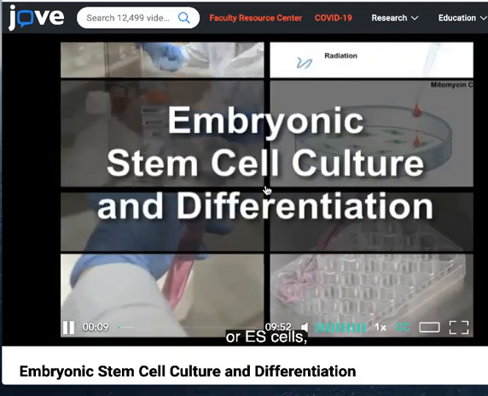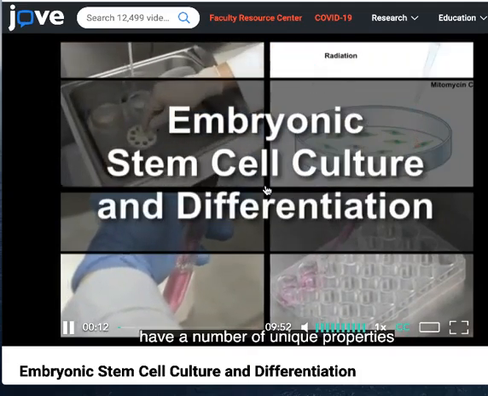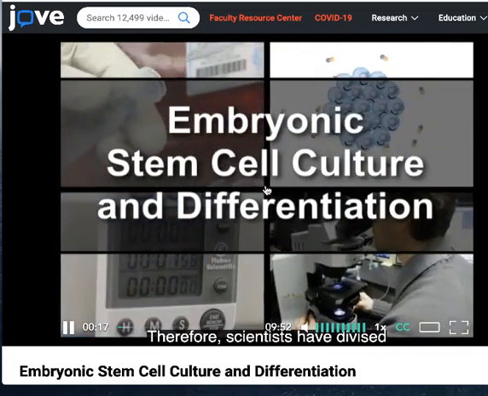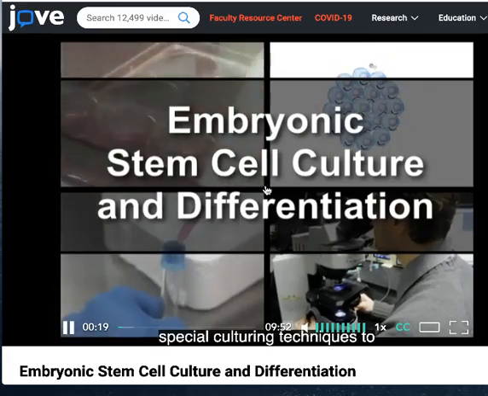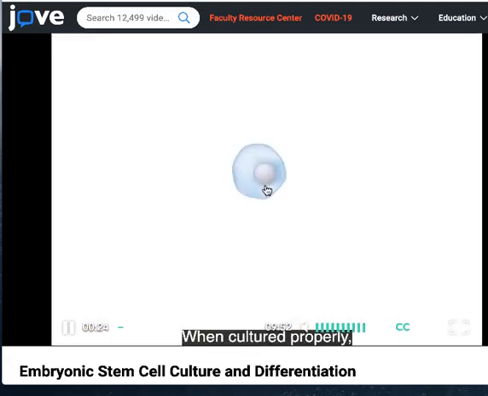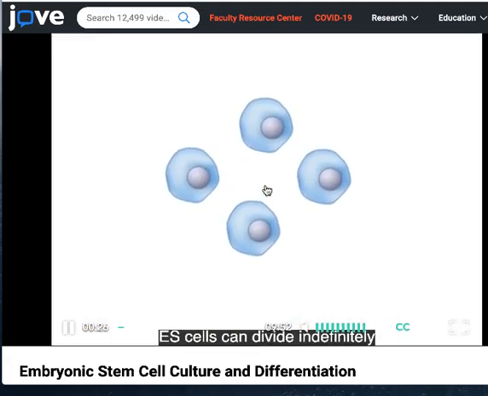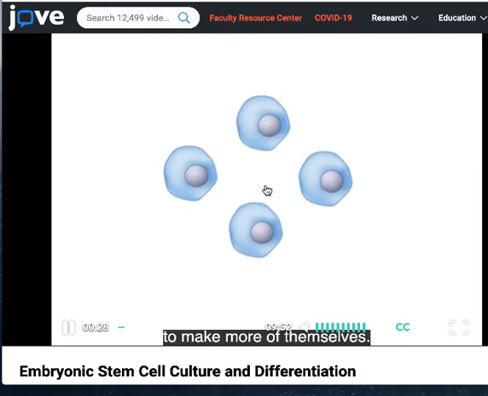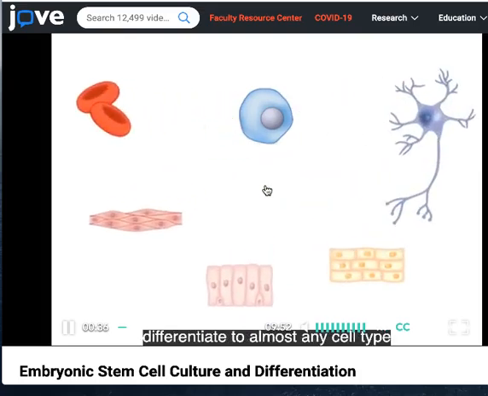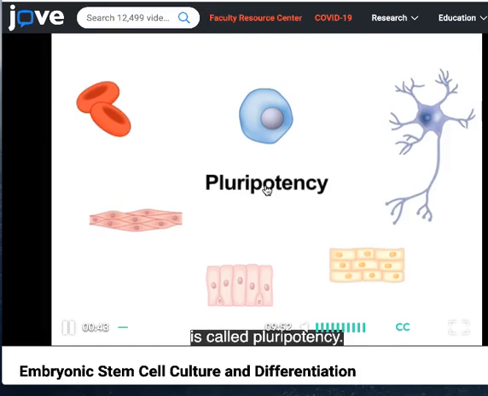Embryonic stem cells, or ES cells, have a number of unique properties that distinguish them from regular adult cells. Therefore, scientists have devised special culturing techniques to maintain or take advantage of these properties. When cultured properly, ES cells can divide indefinitely to make more of themselves. At the same time, by altering the culturing conditions, ES cells can be directed to differentiate into almost any cell type found in our body. This ability of ES cells is called pluripotency.